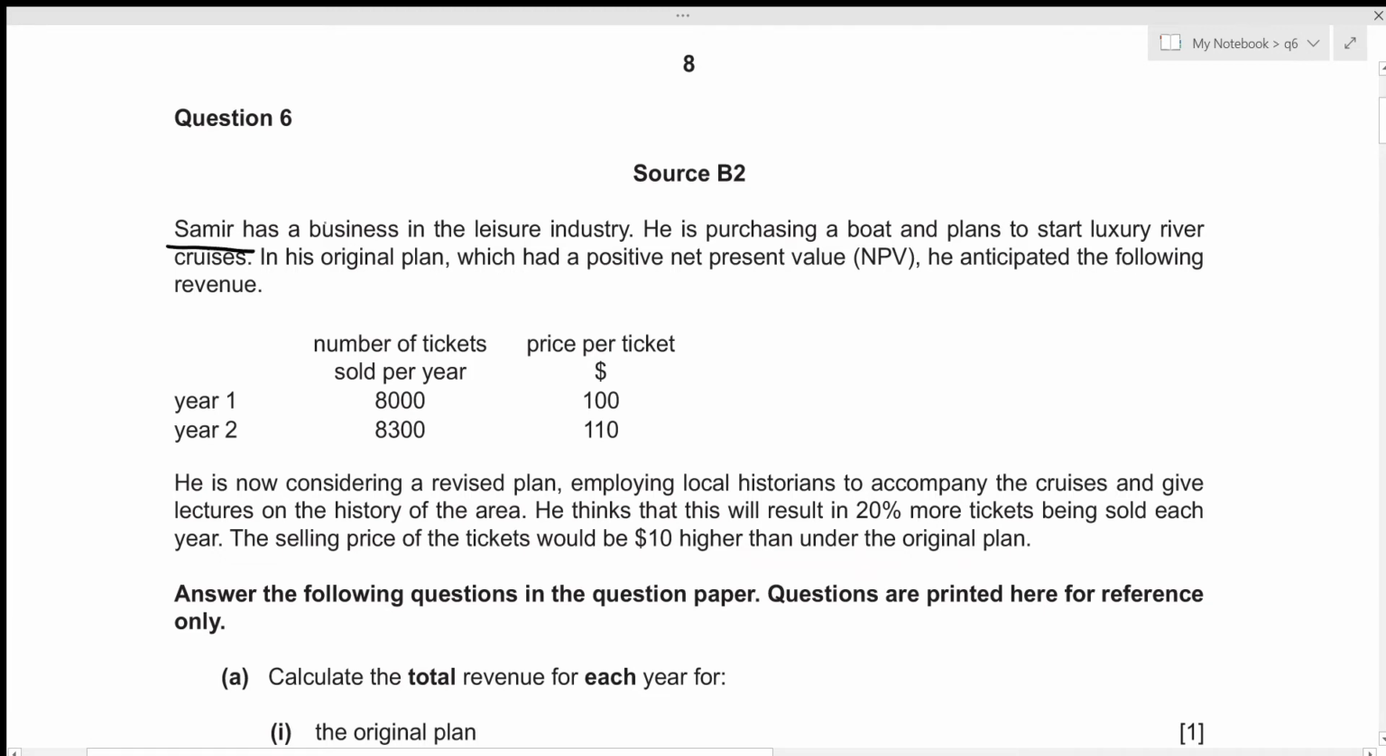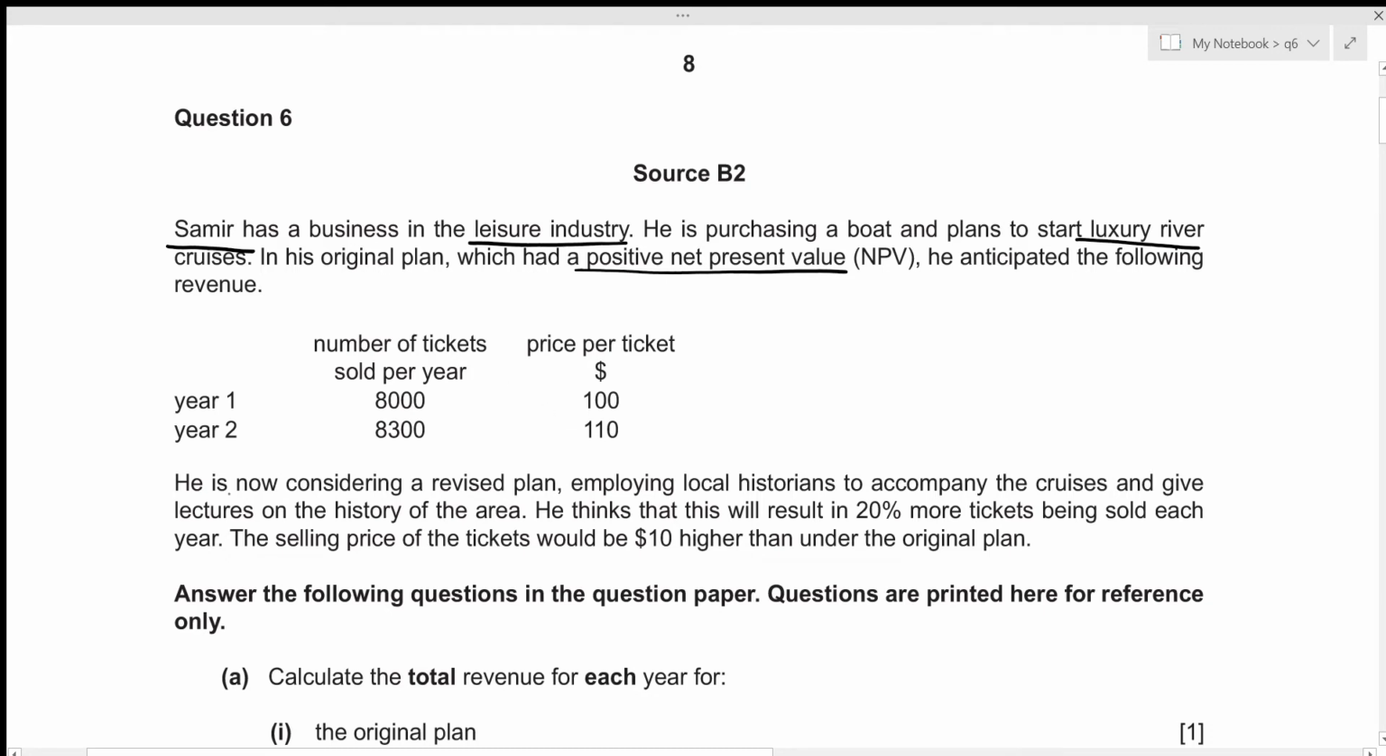Samir has a business in the leisure industry. He is purchasing a boat and plans to start luxury river cruises. In his original plan, which had a positive net present value, he anticipated the following revenue. So for year 1, the number of tickets sold would be 8,000, and for year 2, the number of tickets sold would be 8,300, whereas the price per ticket for year 1 would be 100, and for year 2, it would be 110.